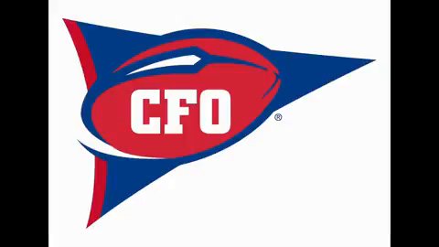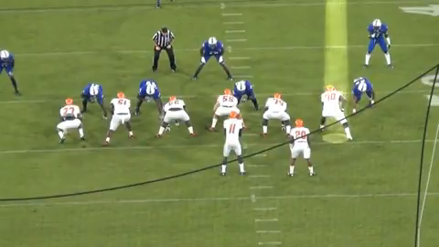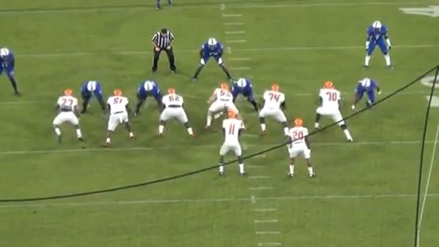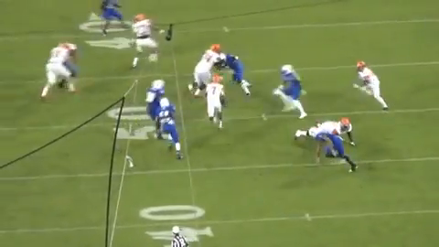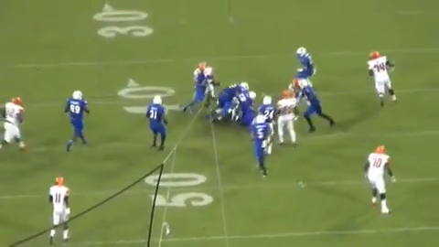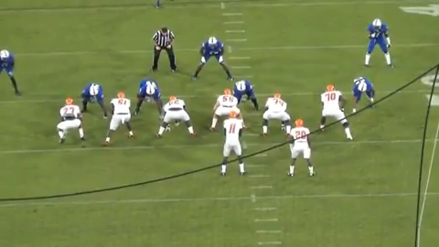Once the ball has left the tackle box, all blocks below the waist must be from the front. This is where the 10-to-2 concept comes into play. Watch the right tackle. Ball's outside the tackle box. There's a block below the waist. Does not come from the front, this is a foul.